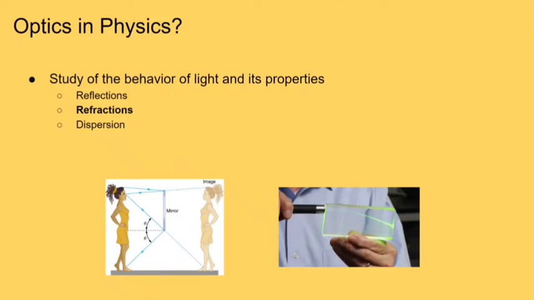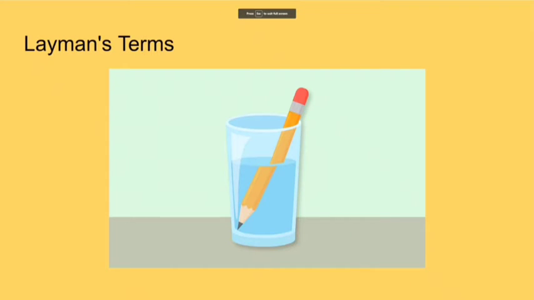Optics is a branch of physics that studies the behavior and properties of light, such as reflections, and the main topic of our demonstration, which is refraction. Simply, refraction is when light passes through two media and the direction of light changes.